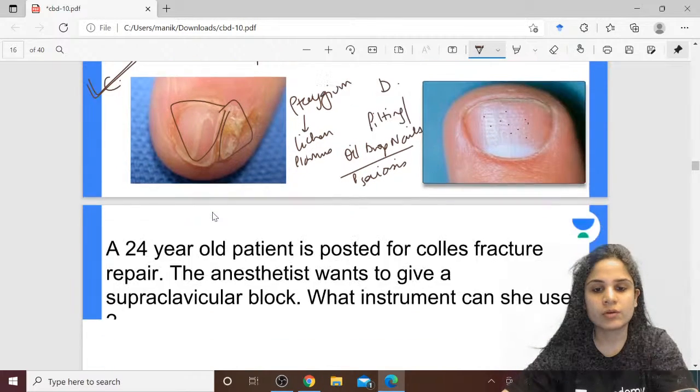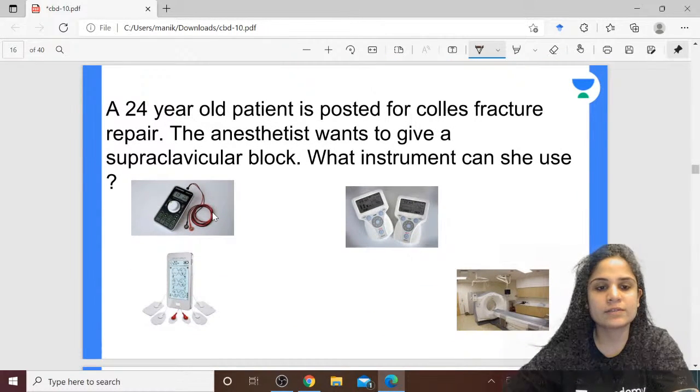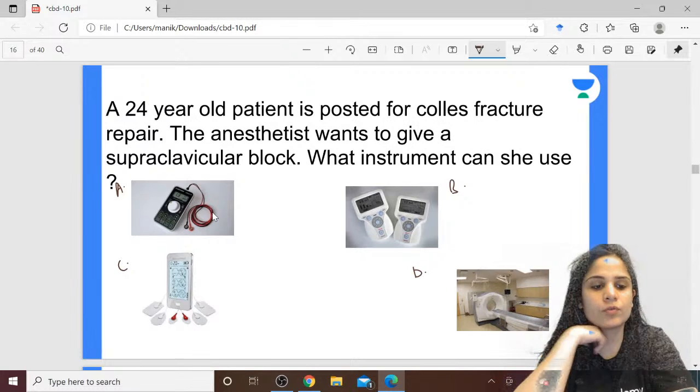Okay, moving on to our next question. A 24-year-old patient is posted for Colles' fracture repair. The anesthetist wants to give a supraclavicular block. What instrument can she use for the same? So I'm giving you four instruments over here, A, B, C, D. You have to identify for me which instrument can be used for giving supraclavicular block.